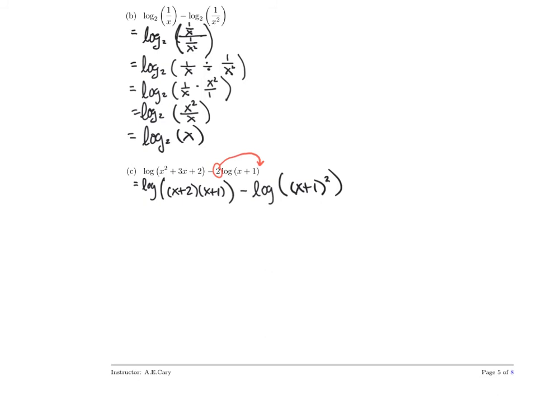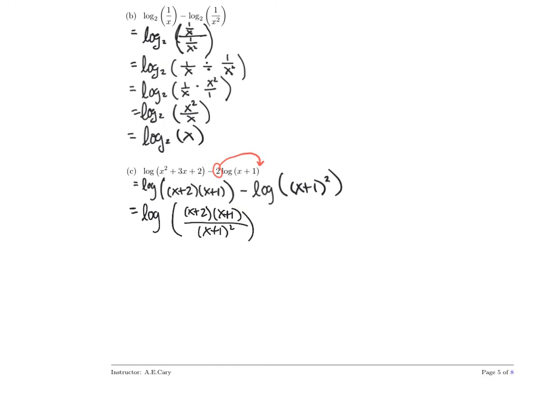But now we can divide our insides. So we now have two logs of the same base, in this case 10, being subtracted from each other. So let's divide their insides. It'll be log of x plus 2 over x plus 1 divided by x plus 1 squared.